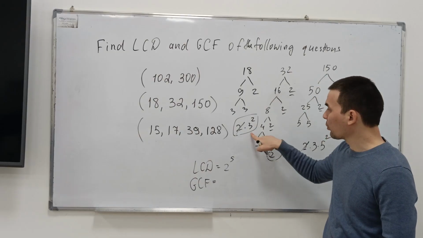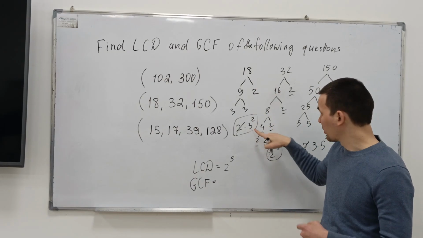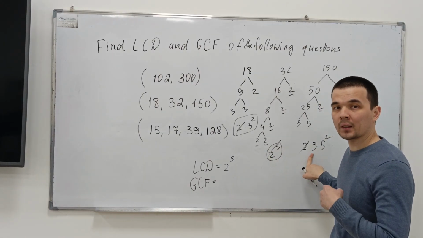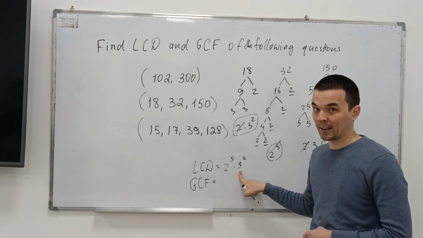Good. The next one is 3. In 18, we have got 3 exponent 2. We don't have 3 here, and we have got one 3 here. Which one should we select? Of course, the biggest one. So 3 exponent 2 is selected.